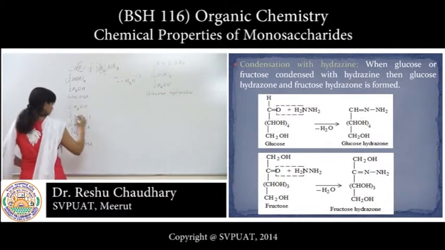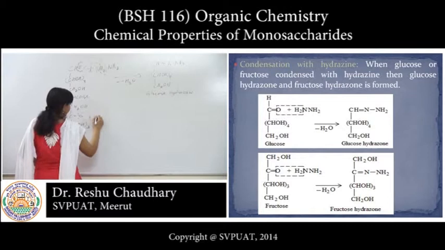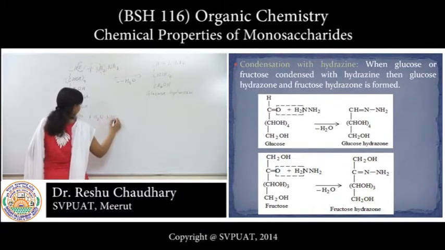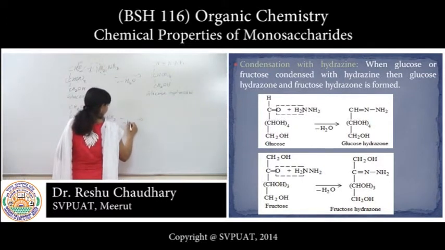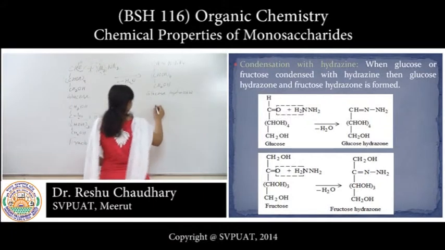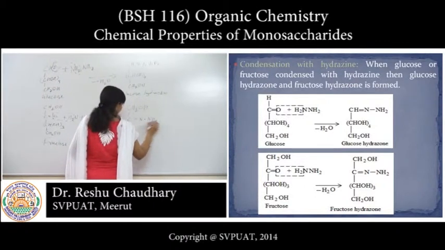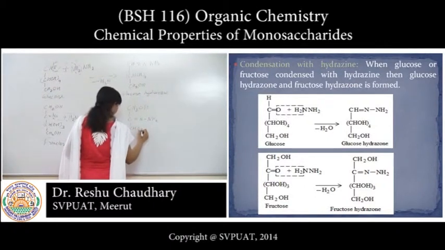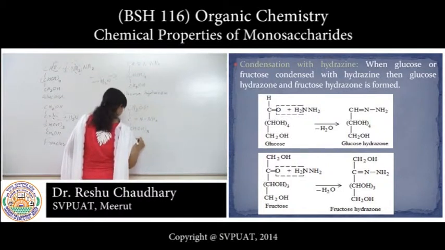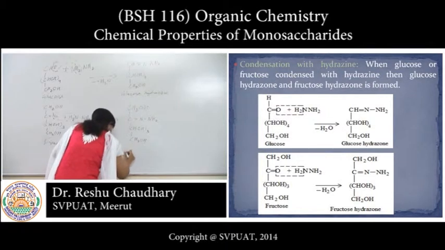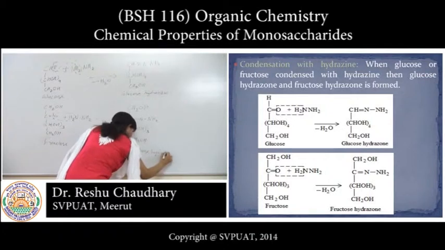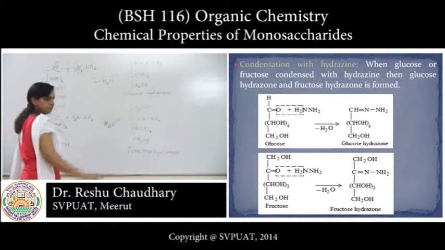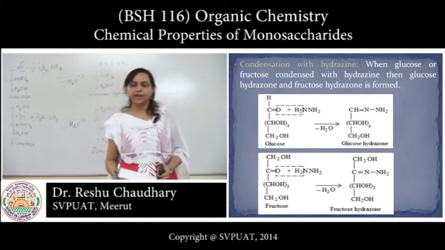And when we discuss fructose, when it reacts with hydrazine, this oxygen and this hydrogen form a water molecule and come out, and it forms CH2OH, C double bond N, NH2, and the remaining part of the structure will be the same. And the name of the product is fructose hydrazone. This is all about the condensation with hydrazine.